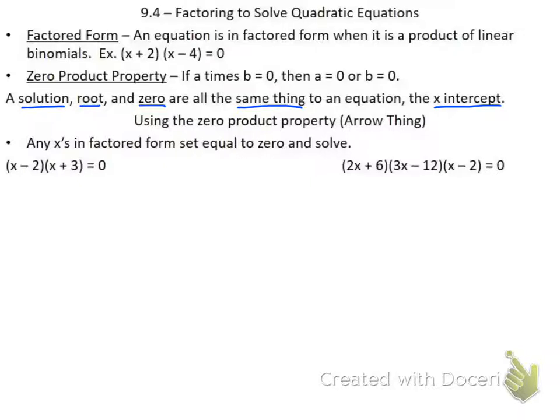So with these first problems here, we're just going to use the zero product property, which is just a fancy name for the arrow thing. So again, when I already have it factored, just like these problems, I can go ahead and just do the arrow thing. Go x minus 2 is equal to 0, and x plus 3 is equal to 0. I can add the 2 to the other side to get x is equal to 2. And I can subtract the 3 to the other side to get x is equal to negative 3.